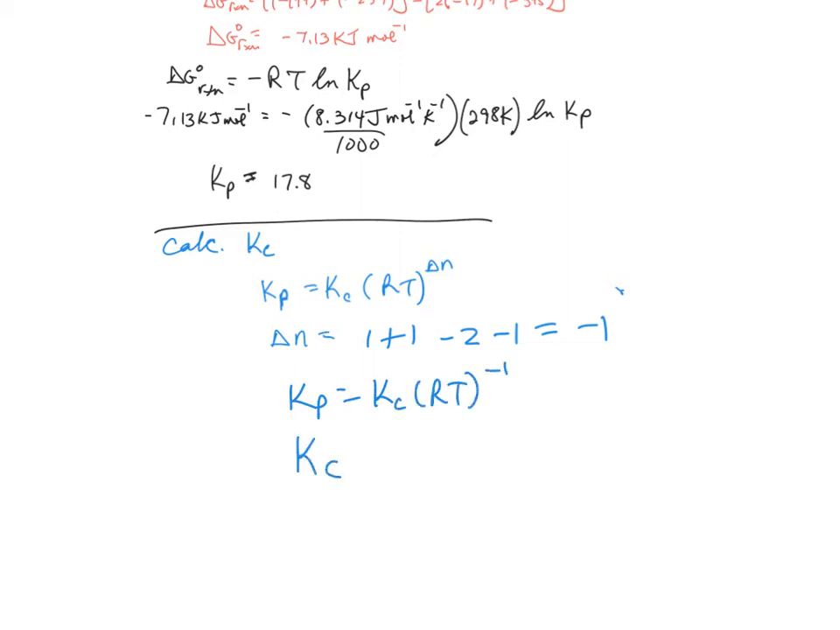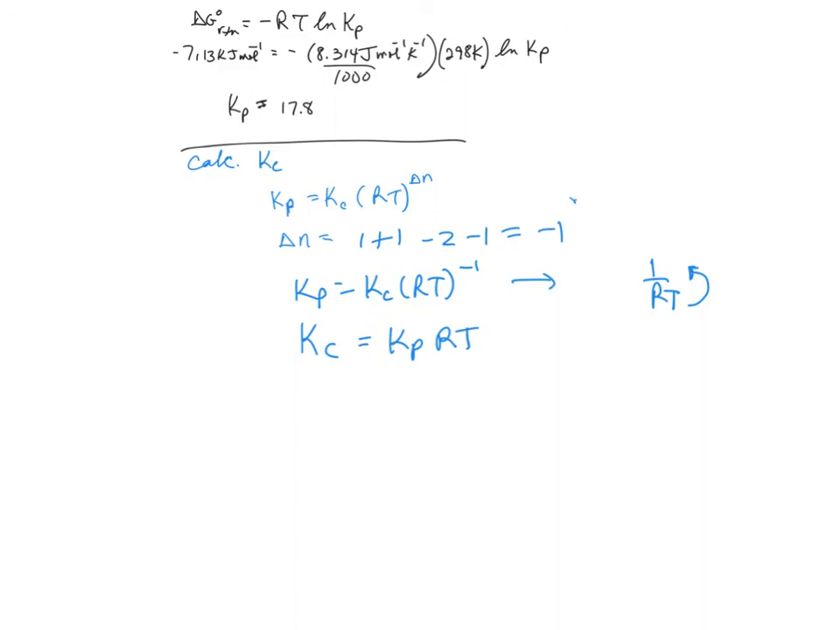You can say Kp is Kc times RT to the negative 1. We want to calculate Kc, so this is going to be equal to Kp, and then we're going to divide by RT to the minus 1, which will put RT in the numerator. We're saying 1 over RT is RT to the minus 1, and we divide both sides, so that's going to flip RT up into the numerator. That's going to be Kc.